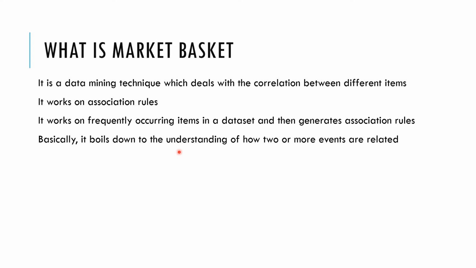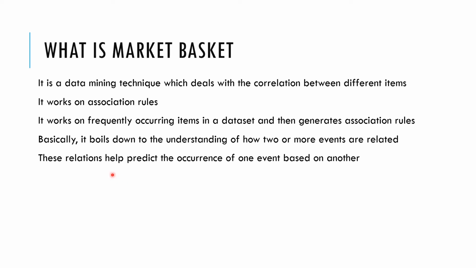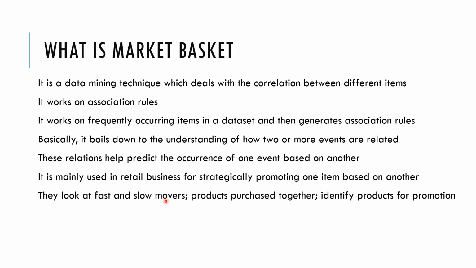So basically it boils down to understanding how two or more events are correlated, and these relations help us predict the occurrence of one event based on the occurrence of another event. It is mainly used in retail business for strategically promoting one item based on the sale of another item. They look at the fast and slow movers among all the items, and which products are being purchased together.